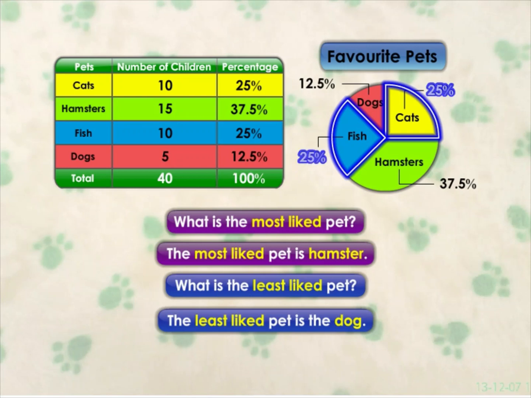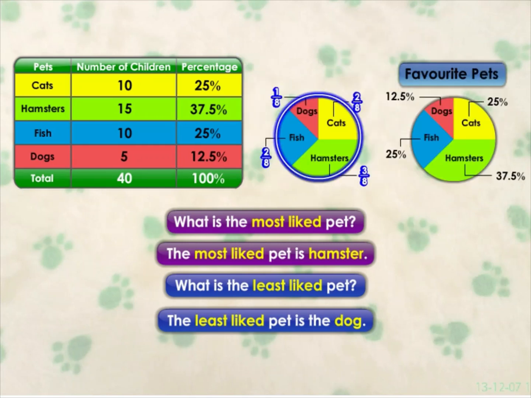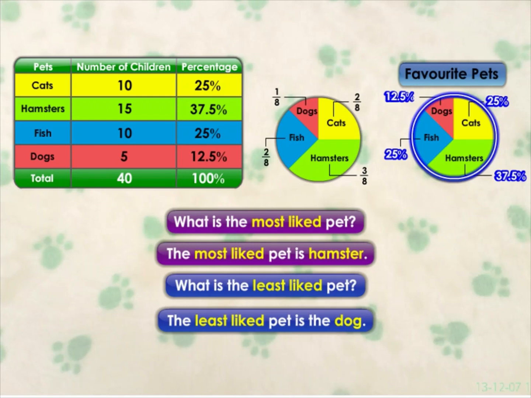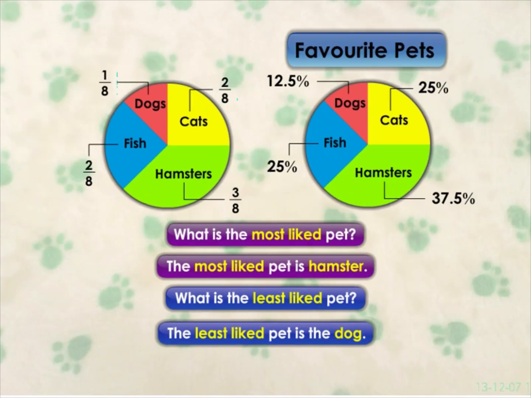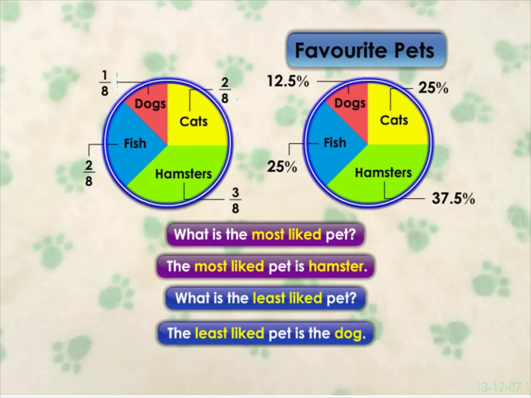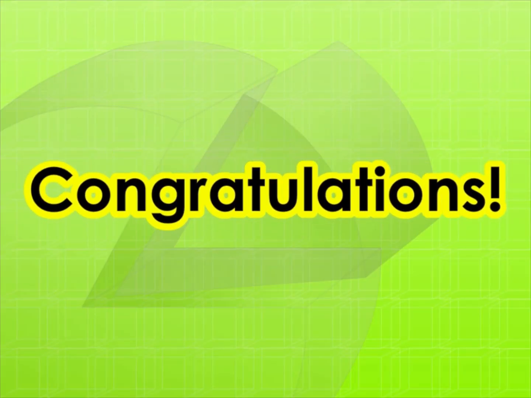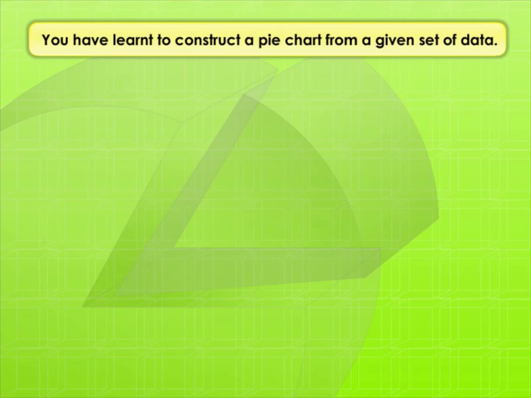We can also see the percentage of children who like cats is the same as those who like fish. Basically, these pie charts give the same information, but the data labels are different. Always be aware how a pie chart is labeled. Isn't it easy to compare facts when you use a pie chart? Congratulations! You have learned to construct a pie chart from a given set of data.